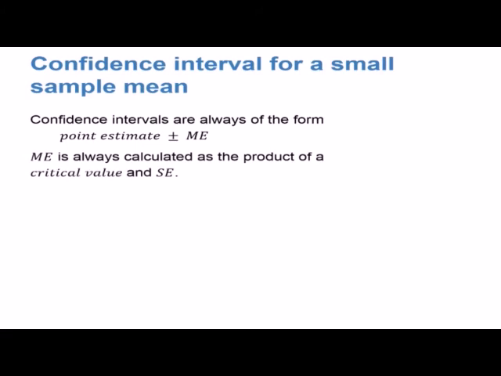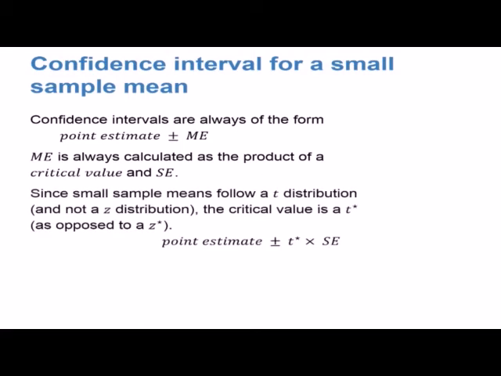Margin of error is always calculated as a product of a critical value and standard error. In our last chapter, our critical value was usually z star. Here, since we have small sample means that follow a t-distribution and not a z-distribution, the critical value is going to be t star. So, when we have a small sample mean, the confidence interval is point estimate plus or minus t star times the standard error.